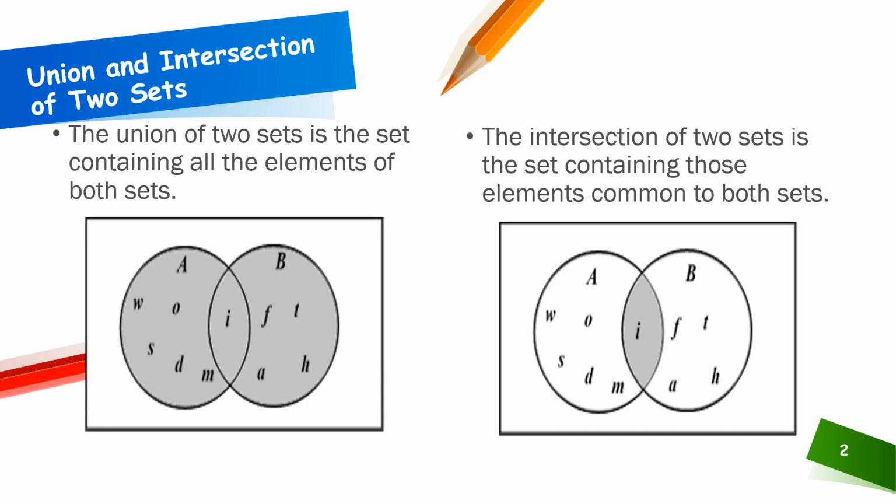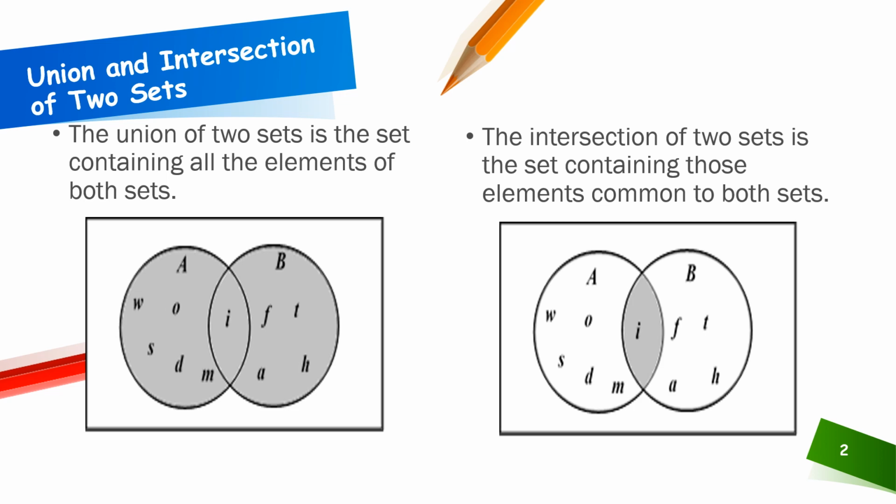Naaalala niyo pa ba ang union and intersection of two sets? Pag sinabing union, pagsasamahin lahat ng elements ng two sets. Ang intersection naman ay ang set containing elements common to both sets. So kung ano ang pagkakapareho nila. Paano natin i-apply ang mga natutunan natin tungkol sa union and intersection of two sets?